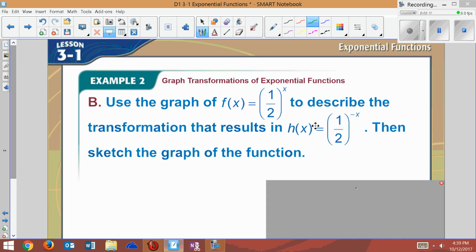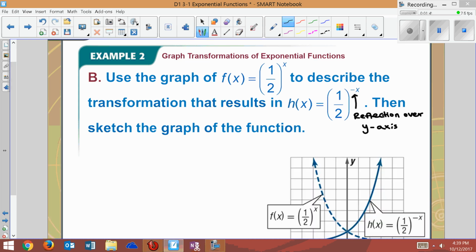So let's try this one. Again, this is the same decay function. This time we have a flip horizontal. A horizontal flip would be flipping from the right to the left and left to the right. Because it's a horizontal reflection, it would be going over the y-axis, going from right to left, left to right. It's crossing over the y-axis. So this is a reflection over the y-axis.